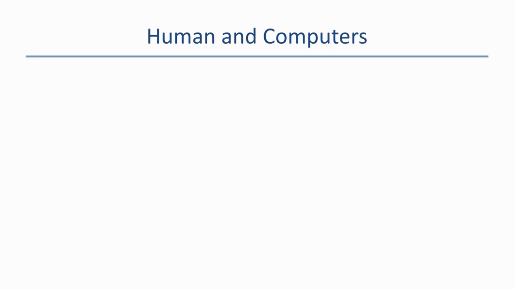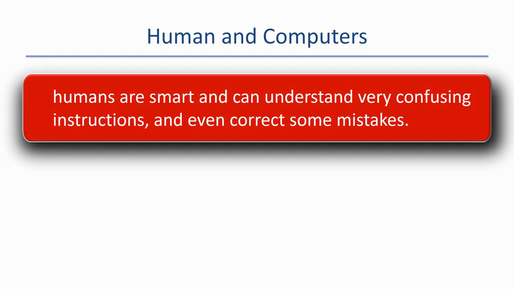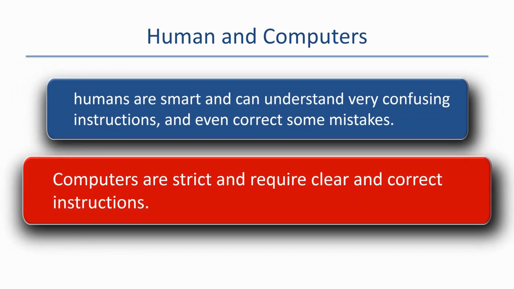There is a difference between an algorithm which is written for a human to follow versus an algorithm which is written to be converted to a computer program. Humans are very smart and they can understand confusing instructions, and sometimes they can even correct some of the mistakes. However, the computers are very strict and they require very clear and correct instructions, and that is what is important in programming language. Everything has to be precisely defined.